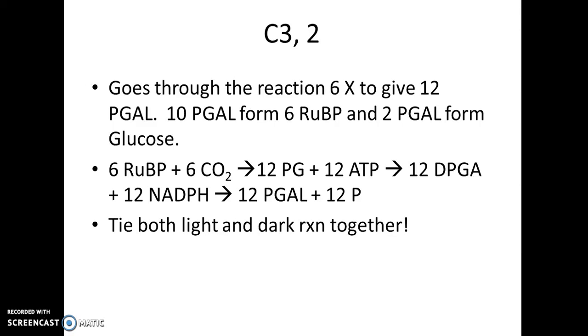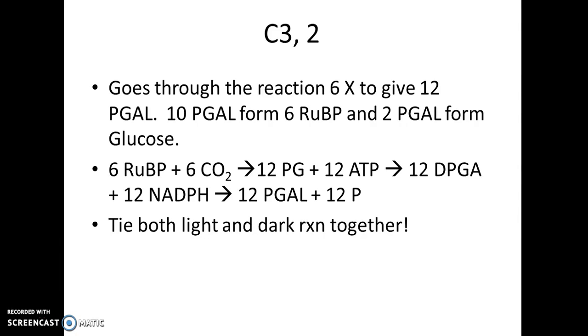Now remember, each phosphoglyceraldehyde has 3 carbons, right? So 10 of those phosphoglyceraldehydes, which means 30 carbons, goes back to form RuBP. Now remember, RuBP has 5 carbons each, so 5 times 6 is 30, so the number of carbons is conserved. That gives us 2 phosphoglyceraldehydes left over, and those 2 phosphoglyceraldehydes will go form a molecule of glucose.